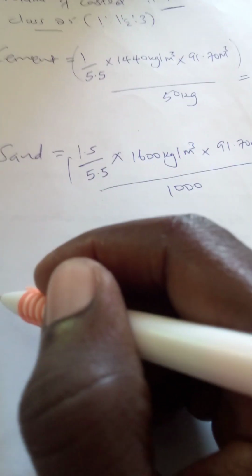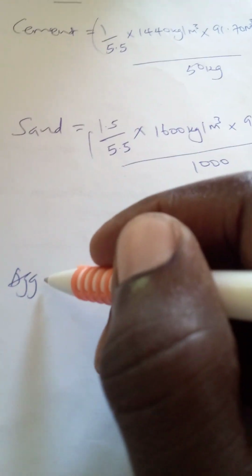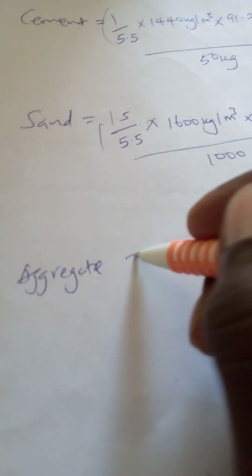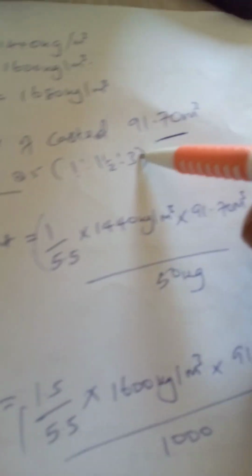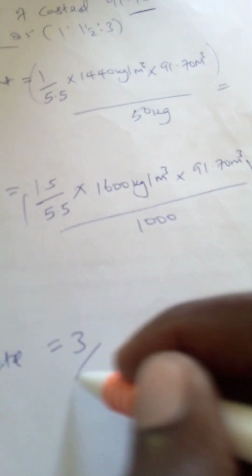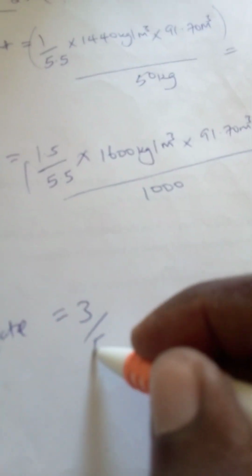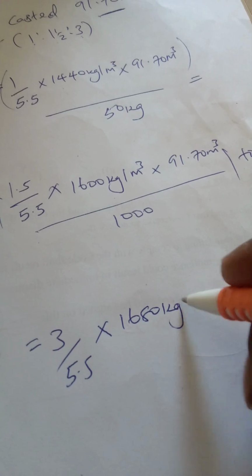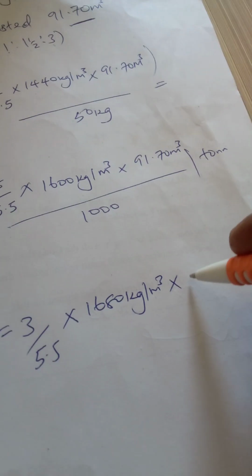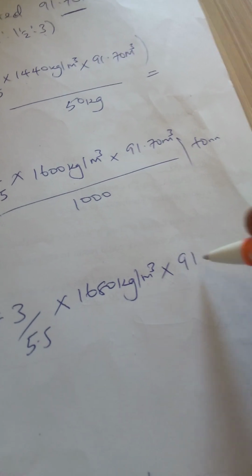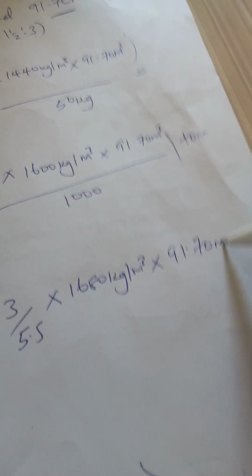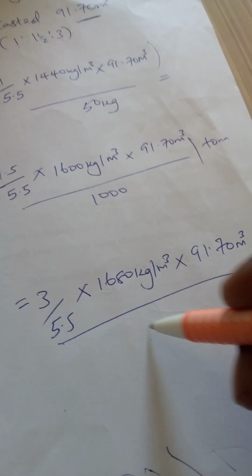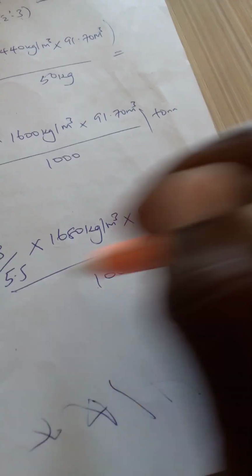And then number three, to determine the amount of aggregate used. From the ratio, the aggregate is 3. So it will be 3 divided by the total summation of the ratio, which is 5.5, and then multiply by the unit weight or the density of aggregate, which is 1680 kilograms per cubic meter. And then we also multiply by the volume of concrete casted, which is 91.70 cubic meters. This one also we can divide by 1,000 to get in tons.